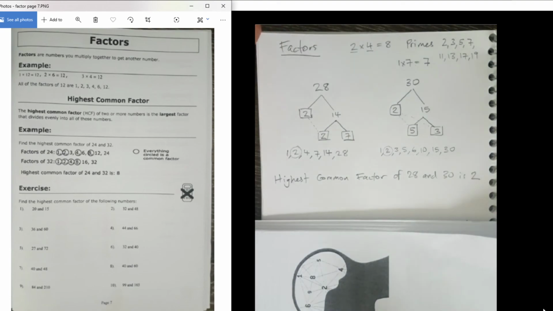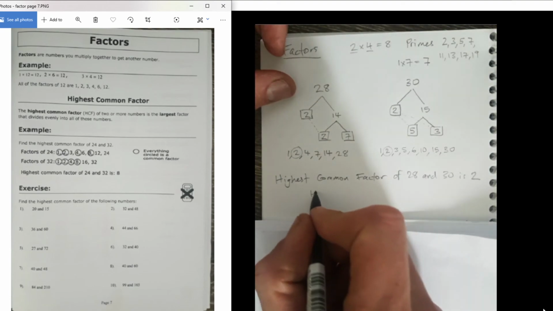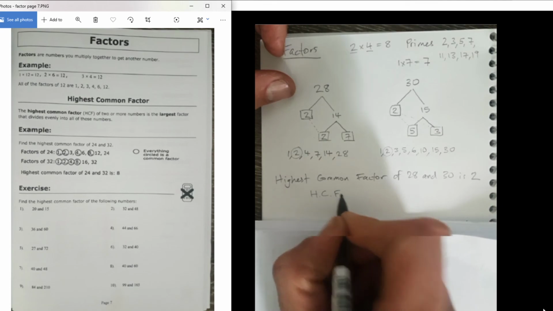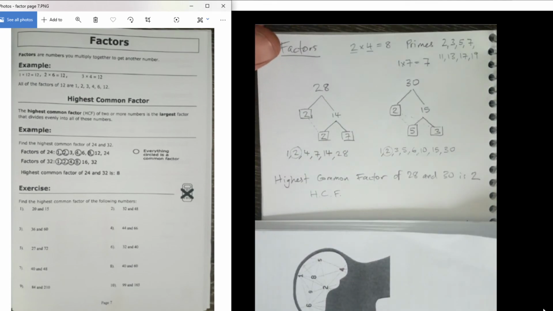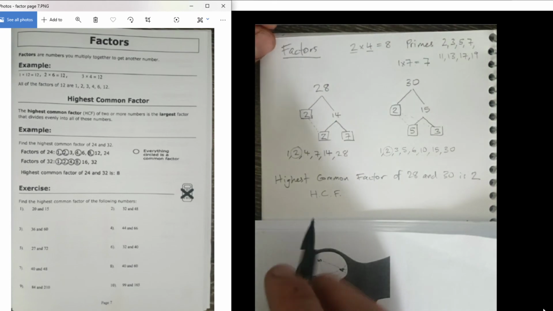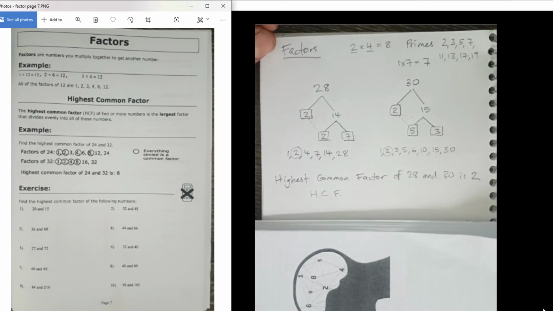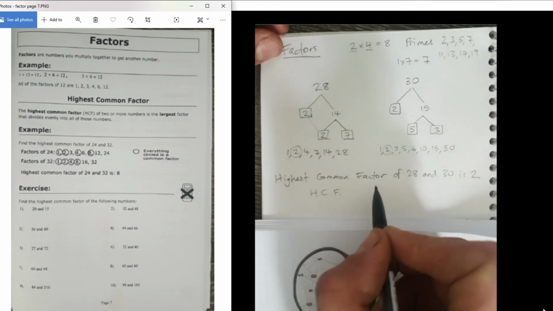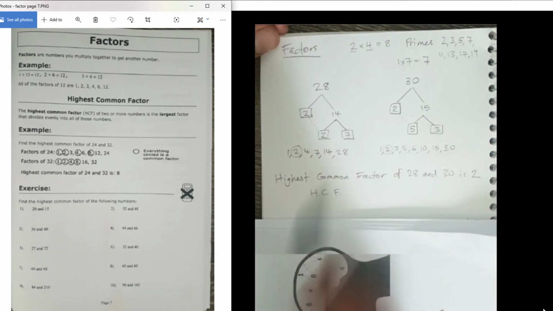Alright, sometimes that's called an HCF because we need to use that quite a bit when we're doing algebra for things like factorizing. Actually, I don't think we do use that in factorizing quadratics. When we're doing factorizing. So highest common factor of these numbers, 28 and 30, the HCF is 2.